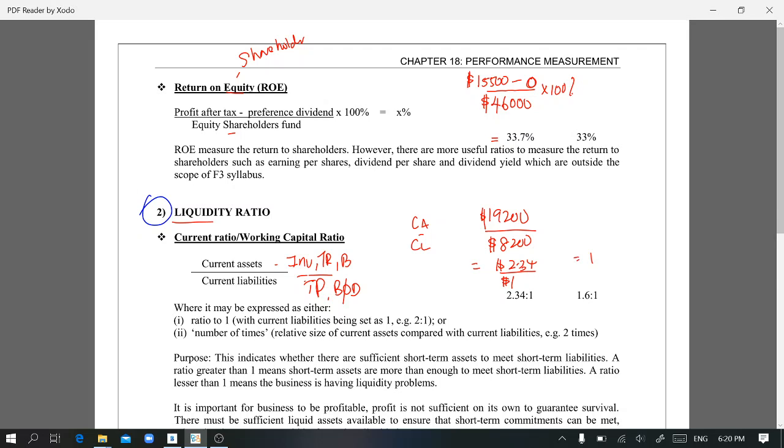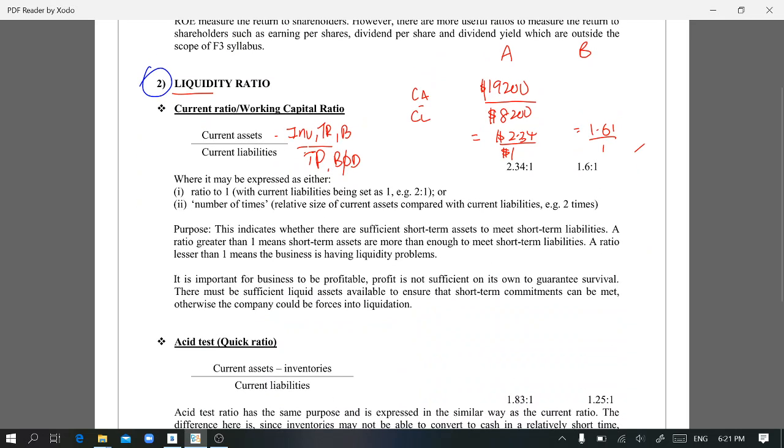For company B, 1.61. You have $1 of short-term liability to pay, but you only have 1.61. So in terms of liquidity, A seems to have better liquidity, means cash, okay, to settle their obligation, which means they settle their liability. Suitably, it will be 2 or higher. So this one is 2, this one is 1.6, not so good, a bit dangerous.